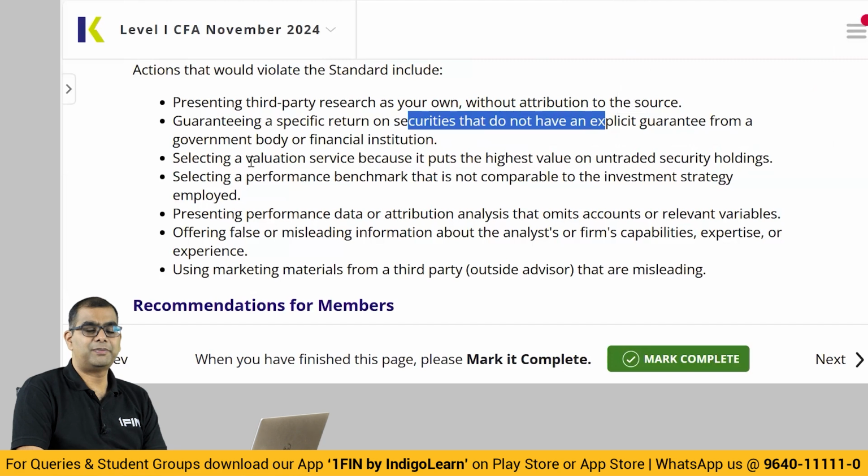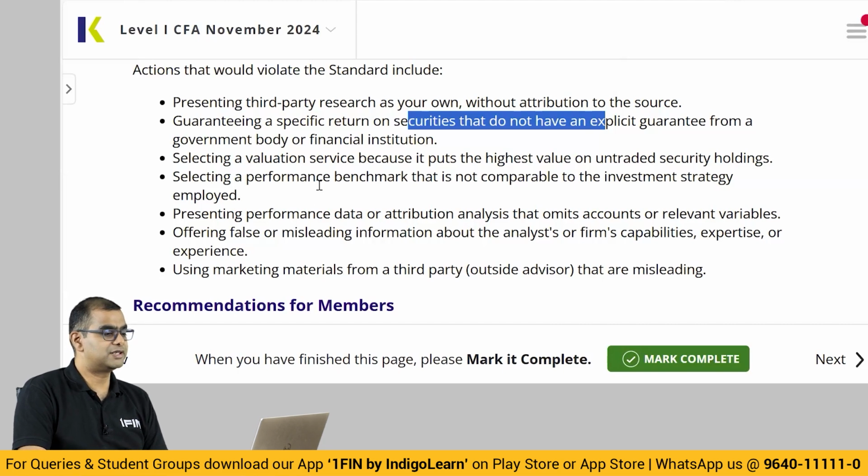There are cases where people select valuation services because they give higher value to untraded securities. So when you have a portfolio which has, say, traded and untraded holdings, instead of valuing it on your own, you ask some valuation expert or a CA to value it, because that person will give good value for unlisted holdings. That is not correct.